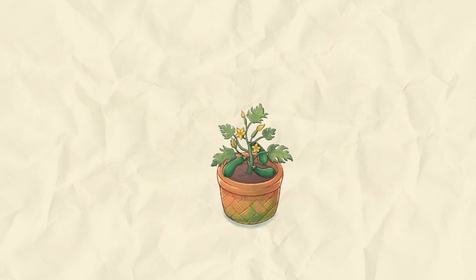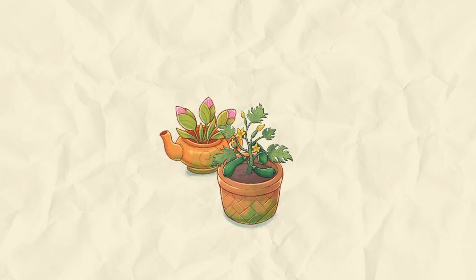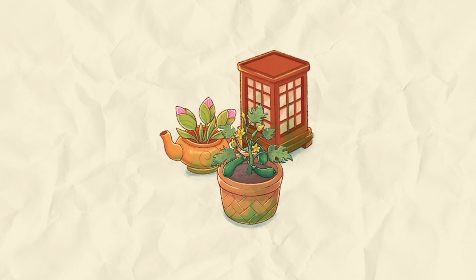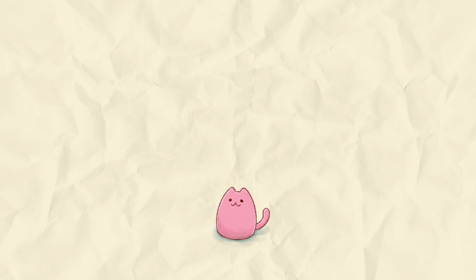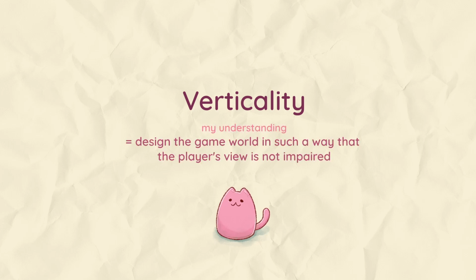This free placement of objects and plants means that things can cross each other visually, but it hasn't really happened enough to cause any problems while playing. The last thing the commenter asked was about our verticality. I assume that this refers to how we have designed the environment so that the view is not impaired.